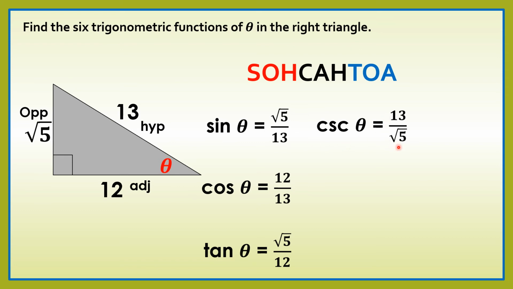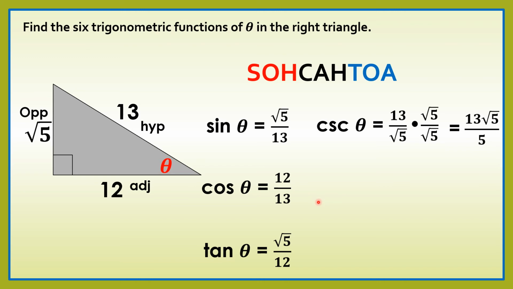So, this time, our denominator has a radical. Therefore, we need to rationalize so we can simplify this. So, multiply the numerator and denominator by square root of 5. So, 13 times square root of 5, that is 13 square root of 5. Then, square root of 5 times square root of 5, that is square root of 25. And the square root of 25 is 5. Therefore, our final answer is 13 square root of 5 over 5.